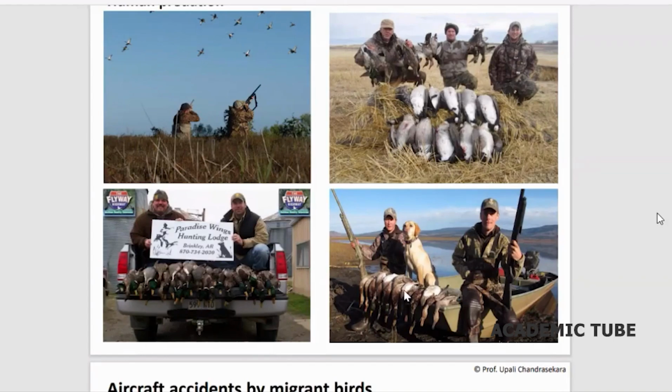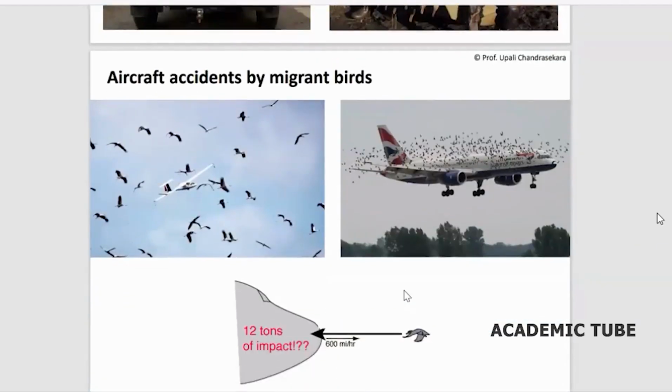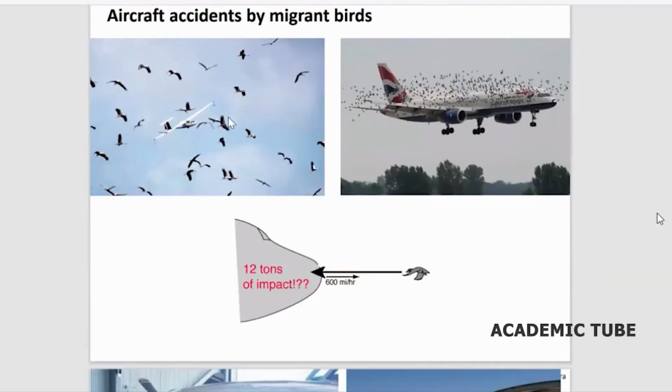And many birds die due to aircraft accidents. Now, what you see in this photograph, this aircraft meets a flock of migrating birds. Right? Now, this one, another extremely dangerous thing to the plane, actually. Right? Now, this plane you see is being surrounded by hundreds of birds. Right? Now, you see, a plane usually flies at a speed of, generally, 600, 700 miles per hour.